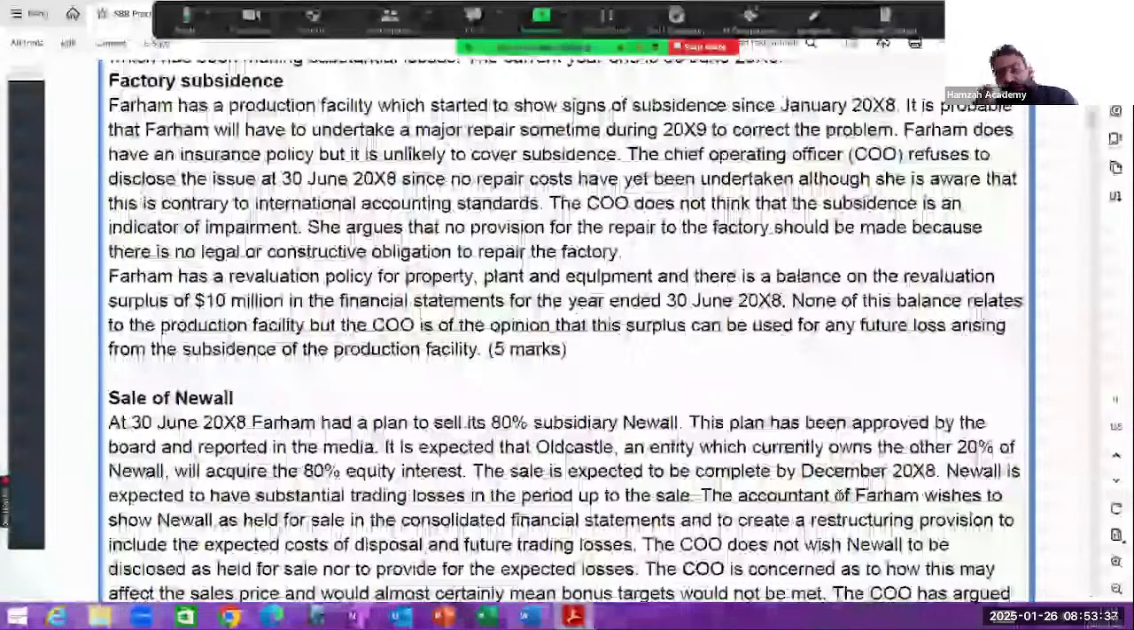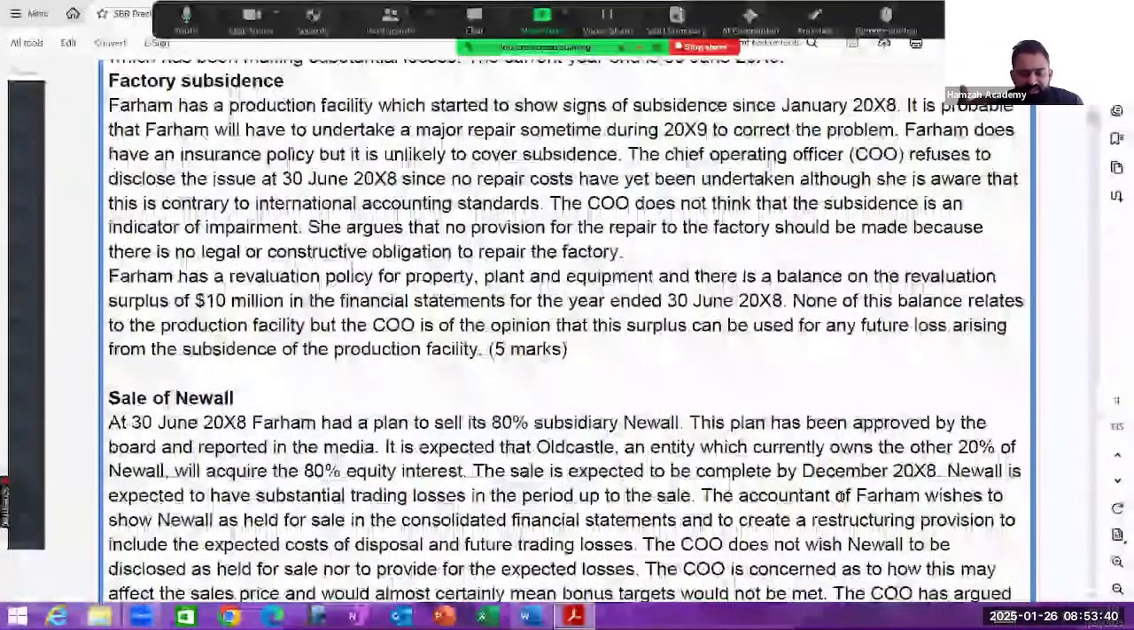And there are 3 accounting issues. IAS 36 impairment, IAS 37 provisions, contingent liabilities and contingent assets, and number 3, the suggested treatment of the revaluation surplus, IAS 16 property, plant and equipment. Now, first of all, if we talk about IAS 36, according to IAS 36, an asset should not be recorded above its recoverable amount. If the carrying value of the asset is more than the recoverable amount, then we should impair the asset.